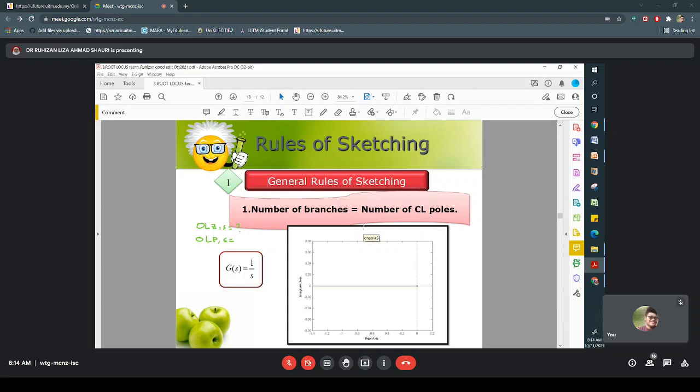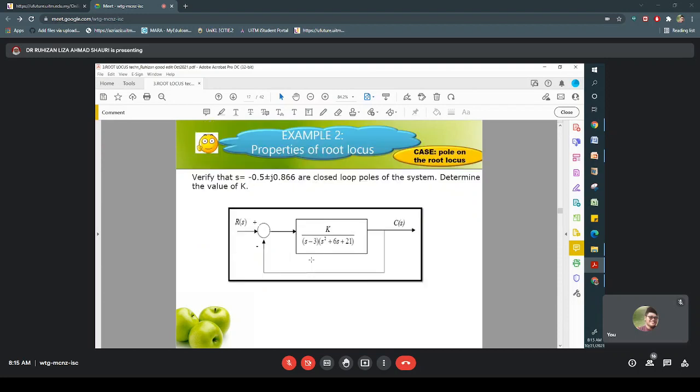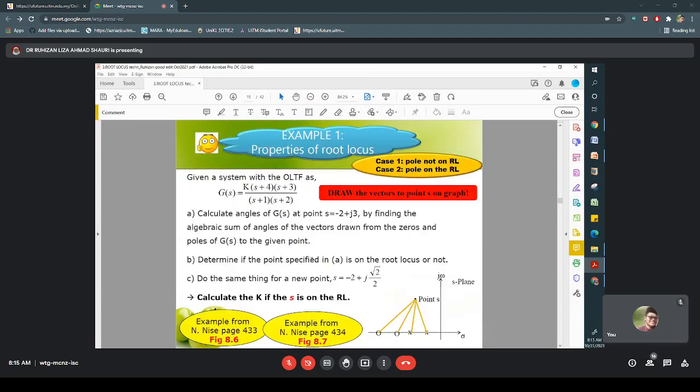It says that the number of branches equals the number of closed loop poles. What does it mean by branches? Branches are the roots. Like this example. Remember this example? I draw for you this one. With the basic rules, I use 4 basic rules, I can sketch this.